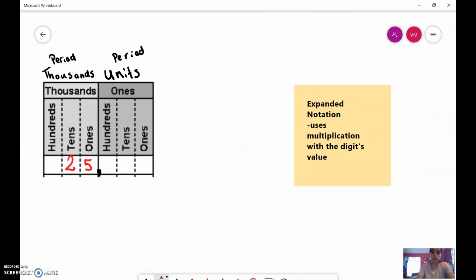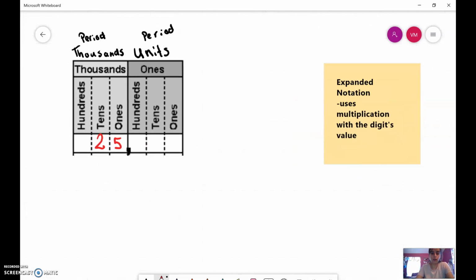And then I'm going to put a different color, because it's a different period. So I have 25,000 in the thousands period, and then 793. All different digits, so you won't get confused. Right now I'm just going to stick with what is the expanded notation. So first of all, I need to look at the digit and where I'm at. So right now I'm going to do a different color, orange.